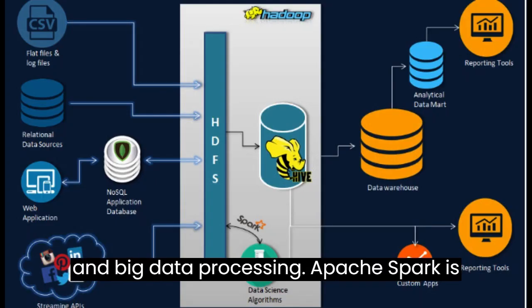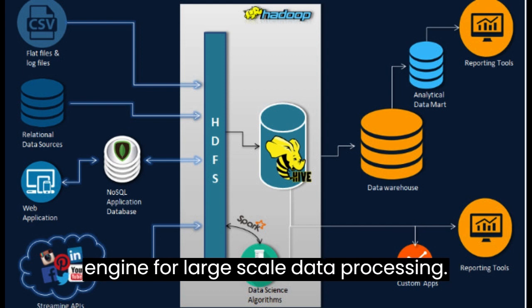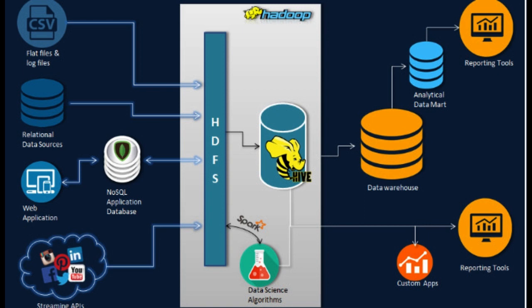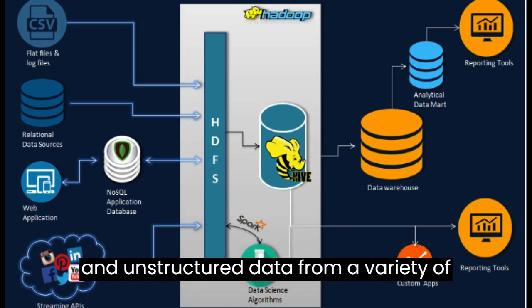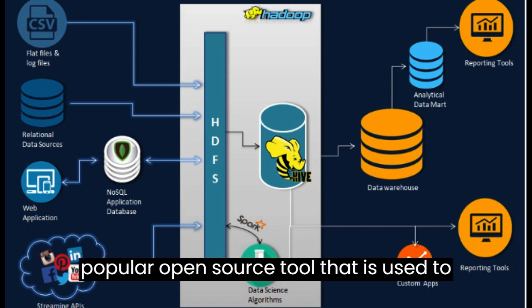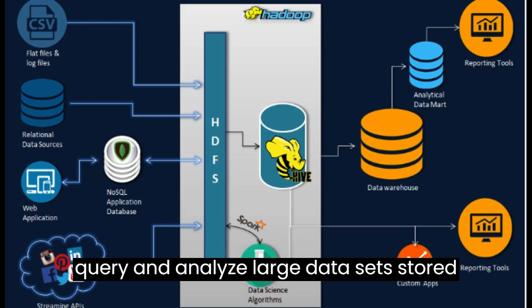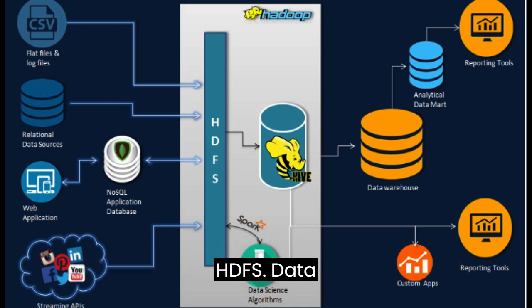Data warehousing and big data processing. Apache Spark is a popular open-source unified analytics engine for large-scale data processing. It can be used to process both structured and unstructured data from a variety of sources. Apache Hive is another popular open-source tool that is used to query and analyze large datasets stored in Hadoop Distributed File System, HDFS.